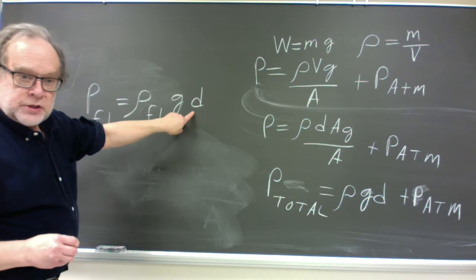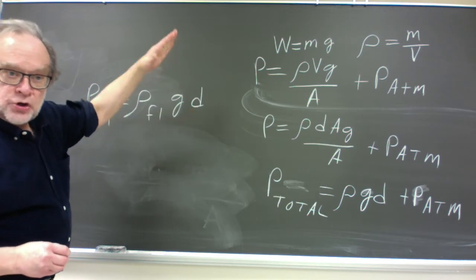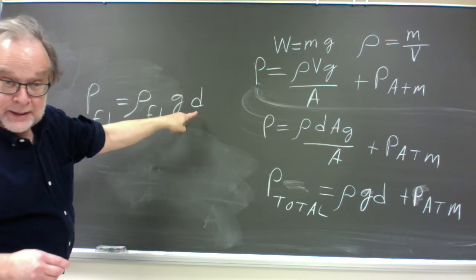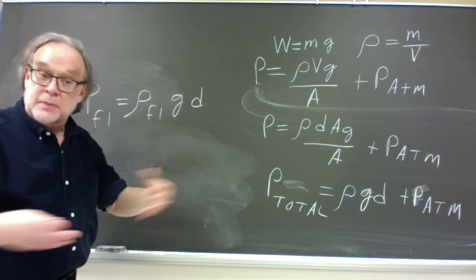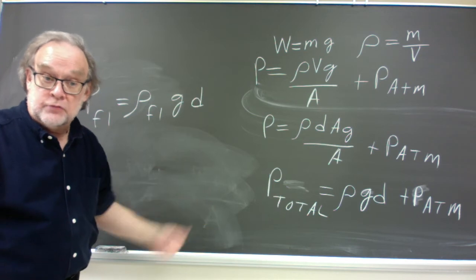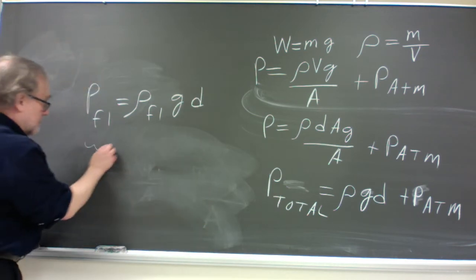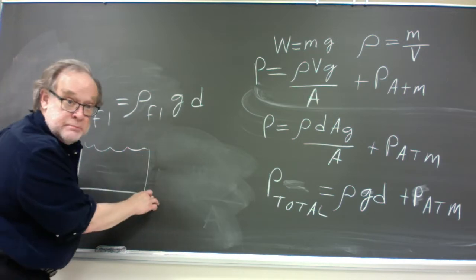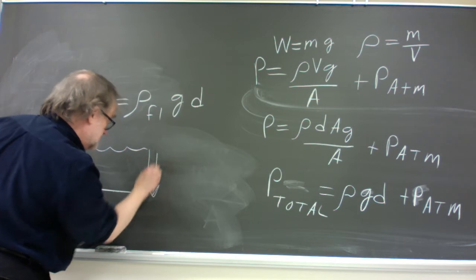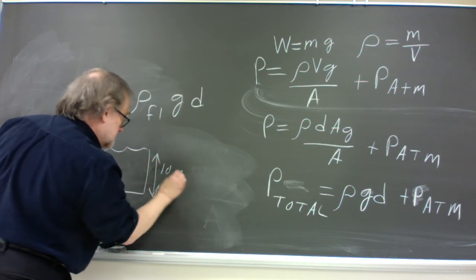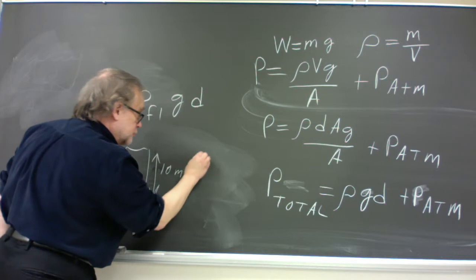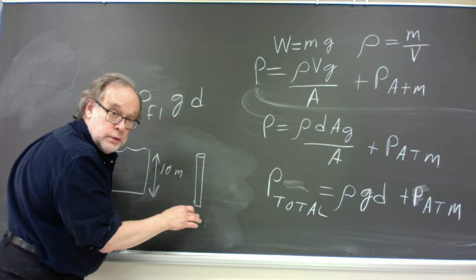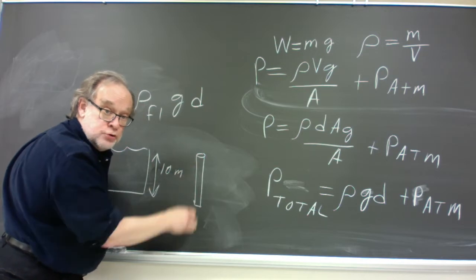The important thing to notice here is that the pressure due to how deep you are in the fluid depends only on the depth. It doesn't depend on the grand total volume of water you have. For example, let's say you've got a big pool here. Say it's 10 meters deep. And then got a little tube here, vertical tube filled with water. Tube is 10 meters long.